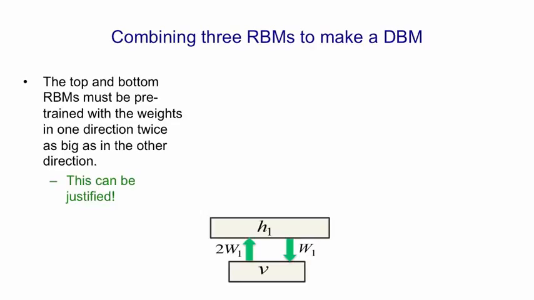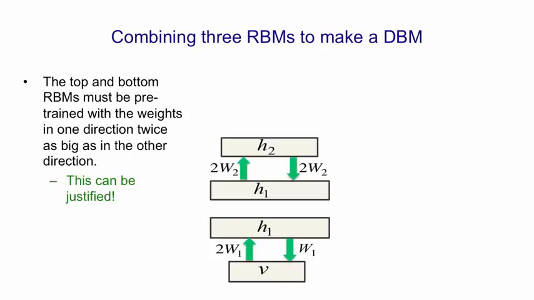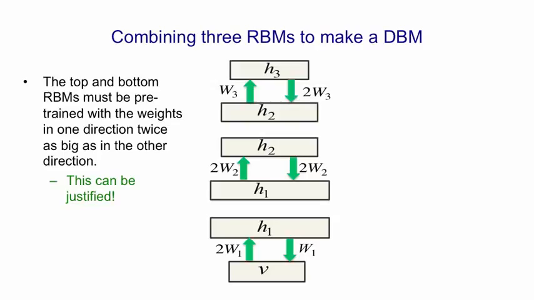This can be justified, and I'll show you the justification in a little while. The next restricted Boltzmann machine in the stack is trained with symmetrical weights. I've called them 2W here rather than W, for reasons you'll see later. We can keep training restricted Boltzmann machines like that, with genuinely symmetrical weights, but then the top one in the stack has to be trained with the bottom-up weights being half of the top-down weights. So again, these are scale symmetric weights, but now the top-down weights are twice as big as the bottom-up weights. That's the opposite of what we had when we trained the first restricted Boltzmann machine in the stack.